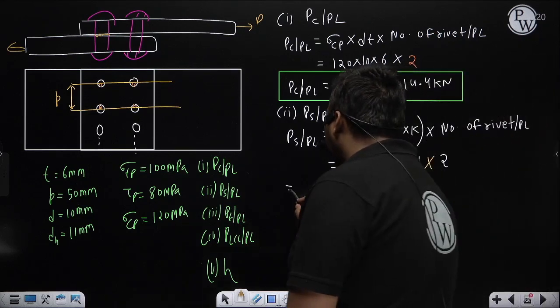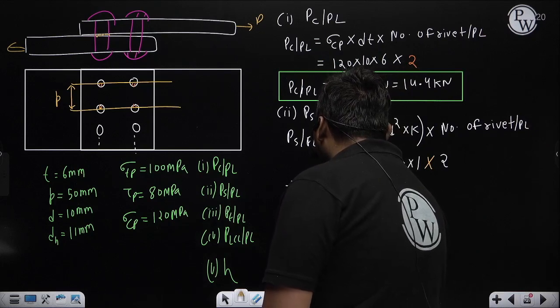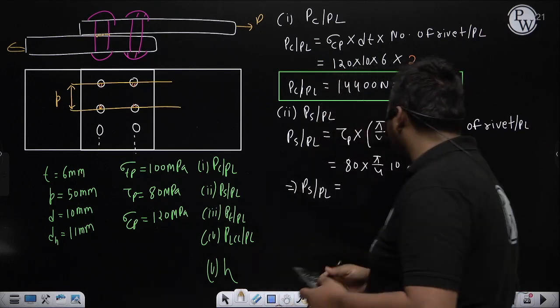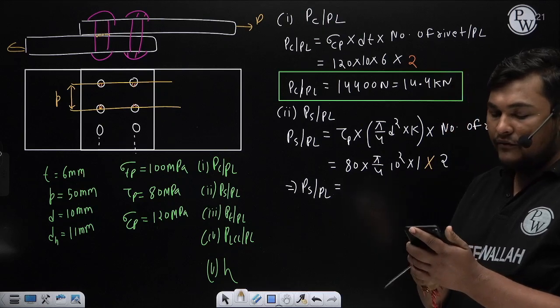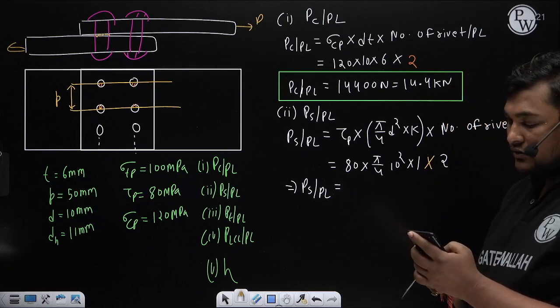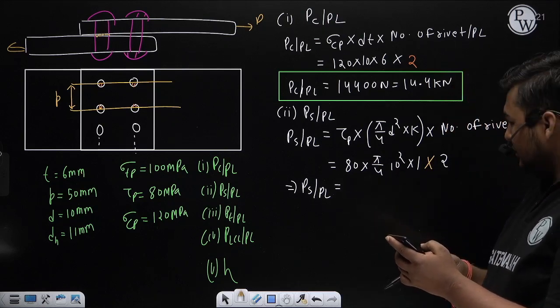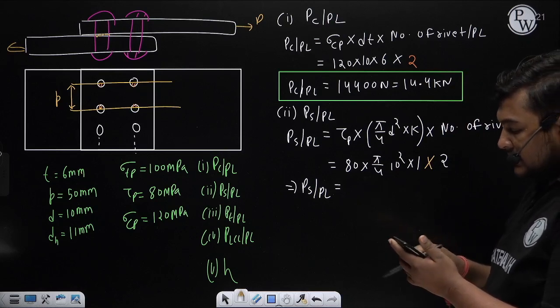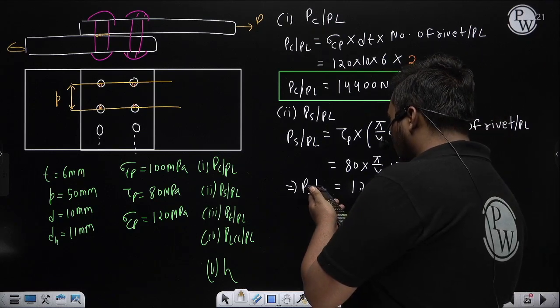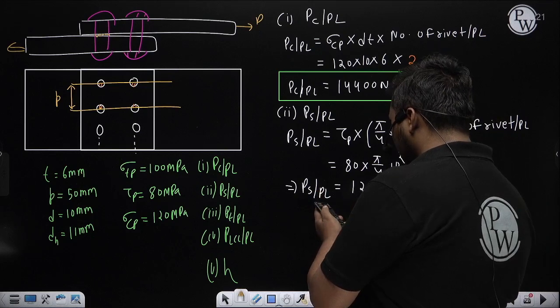So we get the magnitude of the shearing load carrying capacity per pitch length: pi by 4 into 10 square into 1 into 2 into 80, which comes to 12566. You can check the calculation.